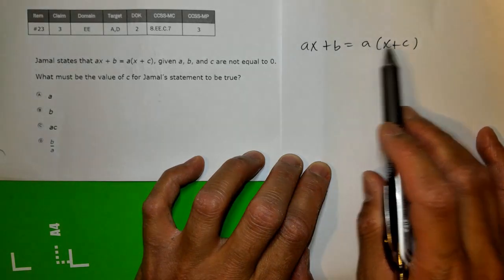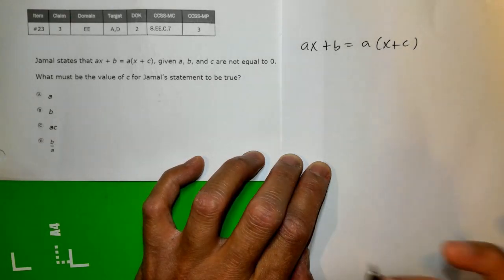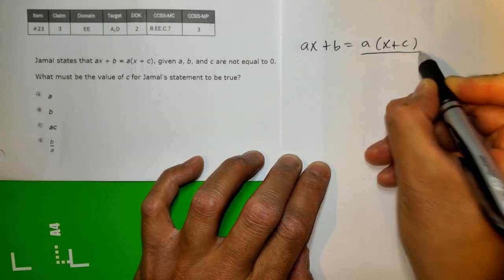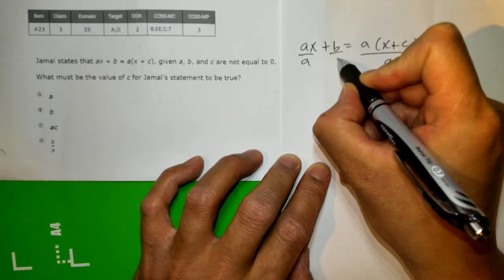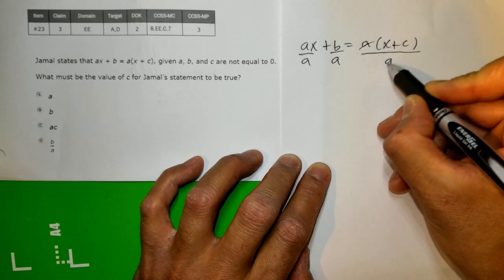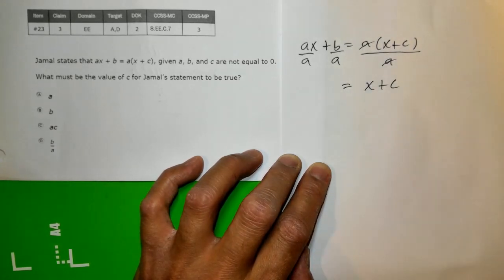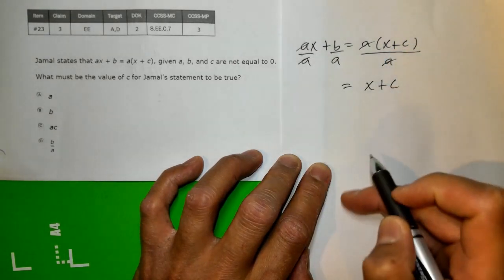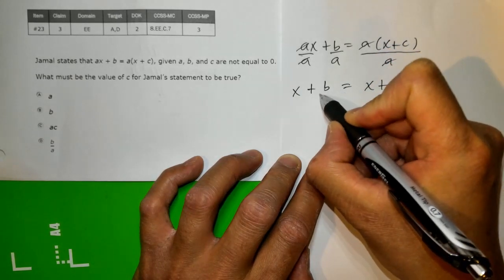Now parenthesis is multiplication and the inverse of multiplication is division. So to eliminate that a, we have to divide both sides of the equation by a. Alright, so this will be cancelled out on this side, so we only got x plus c. On the other side, this is also cancelled out, so you only got x plus b over a.